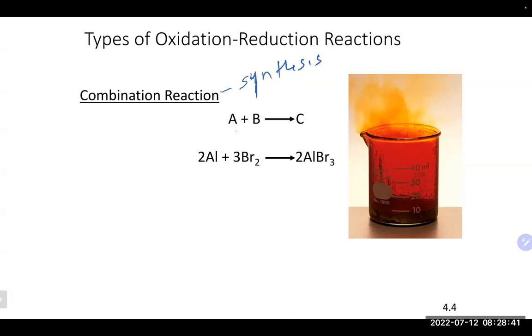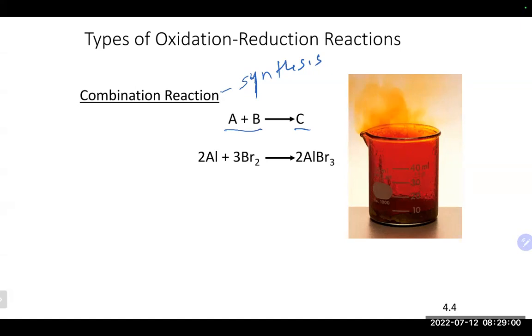And that is basically when you take 2 things and it makes one thing, a synthesis reaction or combination reaction. And that's what we see here. We take some aluminum, we take some bromine, and we make aluminum bromide. And that is 2 things that make one thing. So that's your classic combination synthesis reaction.